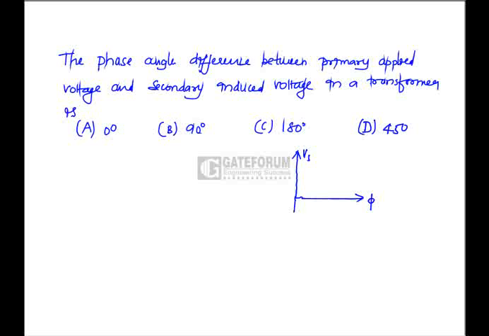And what about induced EMF in primary? Let us take it as E1, and induced EMF in secondary is E2. They both are in phase, but exactly 180 degrees phase shift with respect to applied voltage. This is 90 and this one is 90. Total difference between applied voltage and induced EMF is 180 degrees. So option C is correct.